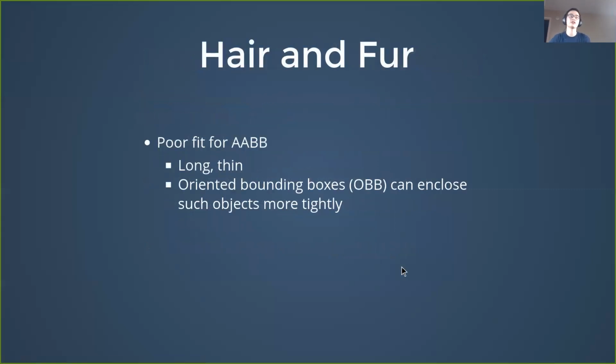There are also hairs and furs, which are a really poor fit for AABBs for exactly the same reasons, because they are long and thin. So oriented bounding boxes can enclose such objects much tighter. And the two-level hierarchy can also help, because we can use OBBs only for hair and fur, and then for the top level we can still use AABBs.